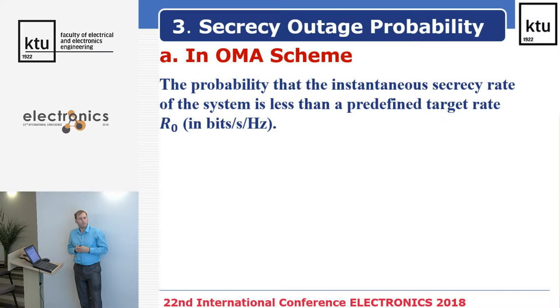As I told before, we use the orthogonal multiple access scheme and also the non-orthogonal multiple access scheme. Secret outage probability in orthogonal multiple access schemes is the probability that the secret rate of the system is less than the predefined target rate.